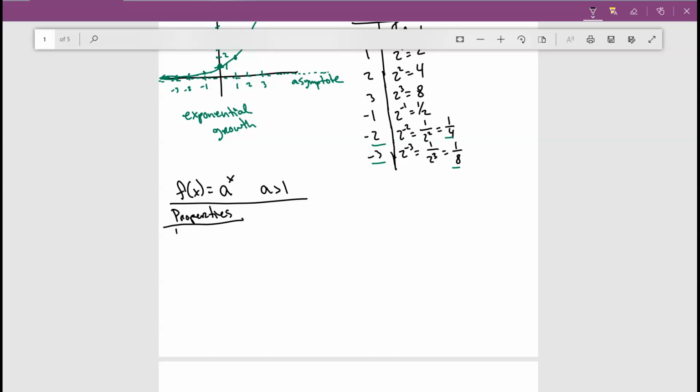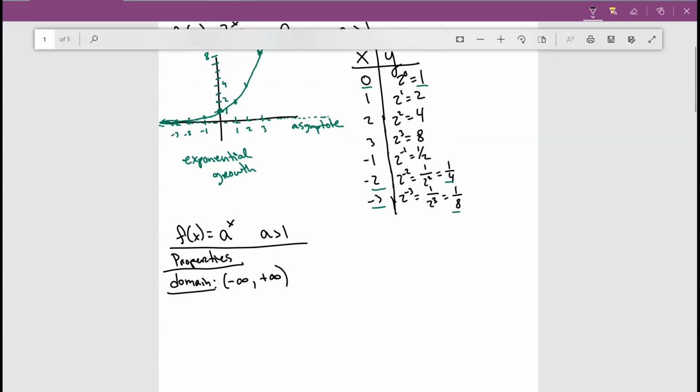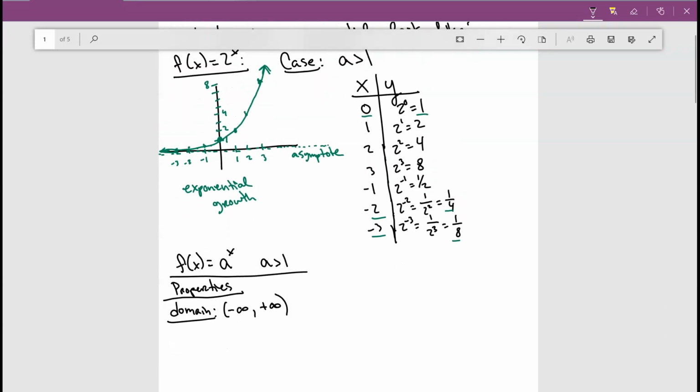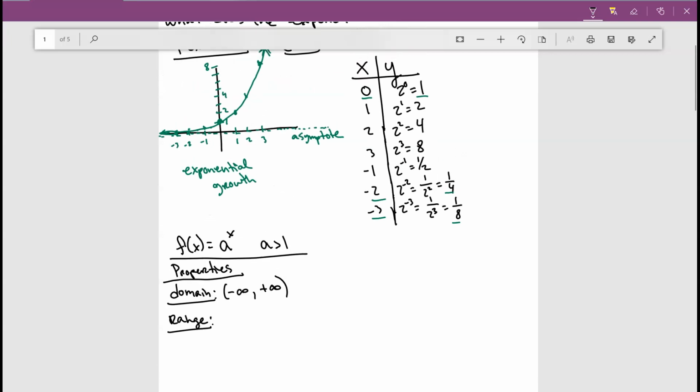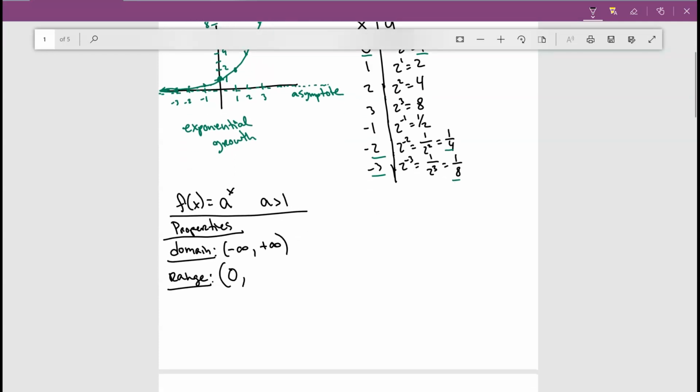First, let's talk about the domain. The domain is going to be from negative infinity to positive infinity. Basically that means you can plug in any x value that you want in here. You're always going to get something out. The range, if you look at all the possible y values that I can get, the lowest y value is nothing negative. It starts at 0, and 0 is not included because that's where the asymptote is. So it's from 0 all the way to infinity.